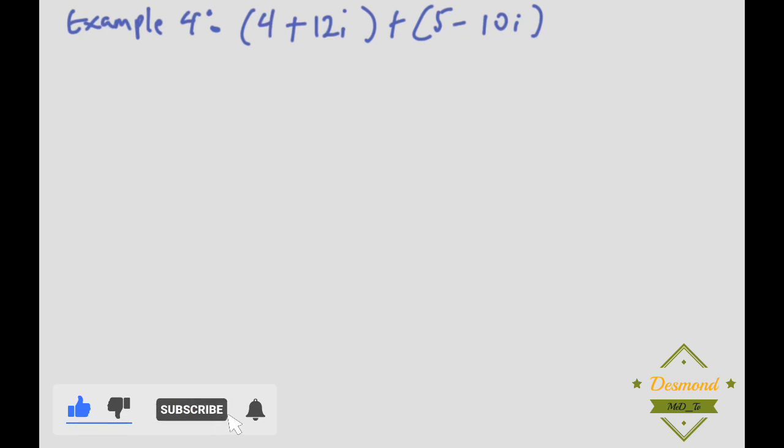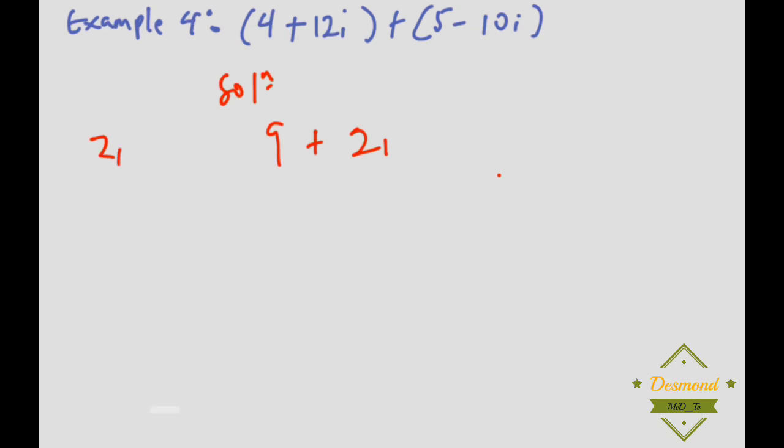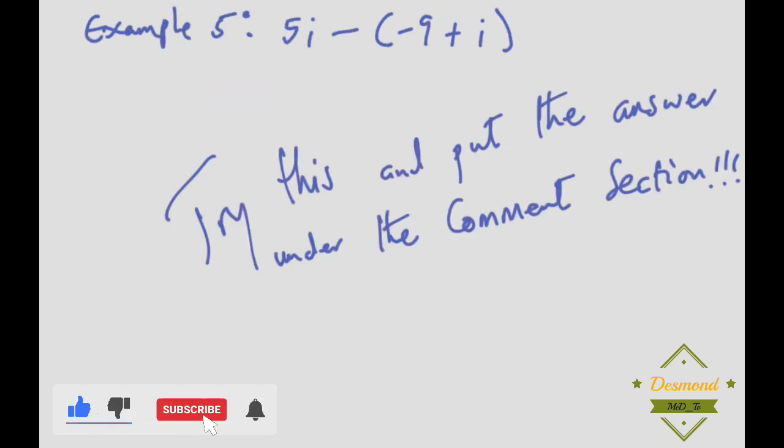Let's take example 4. So with example 4, we have 4 plus 5, that is 9. 12i plus negative 10i will give us what? That will be plus 2i. And this is our z1 plus z2. Very simple. Very, very simple. Now, example 5 is 5i minus, in brackets, minus 9 plus i.